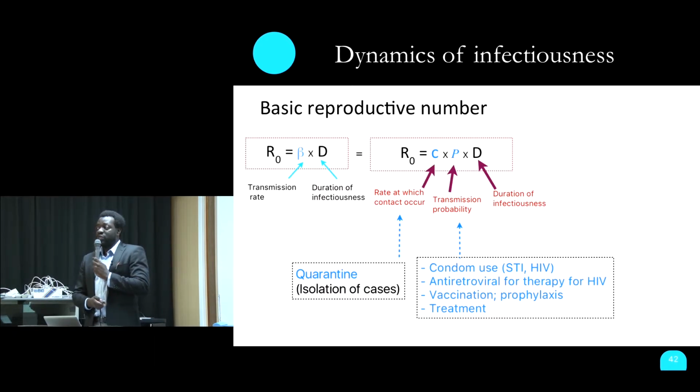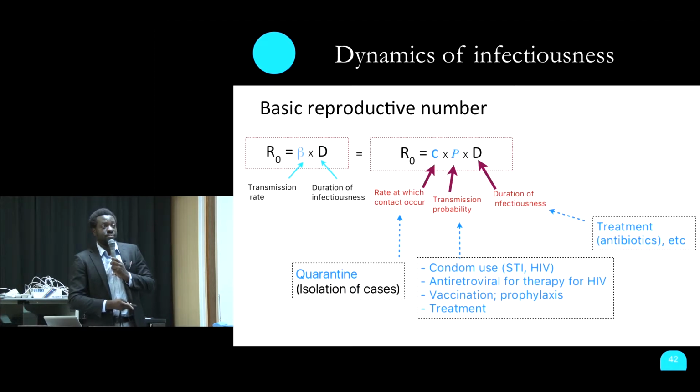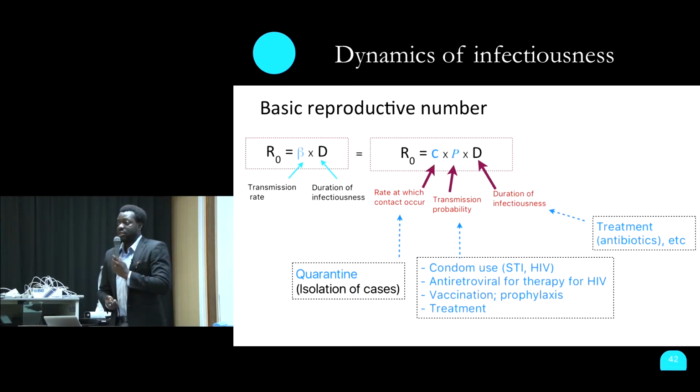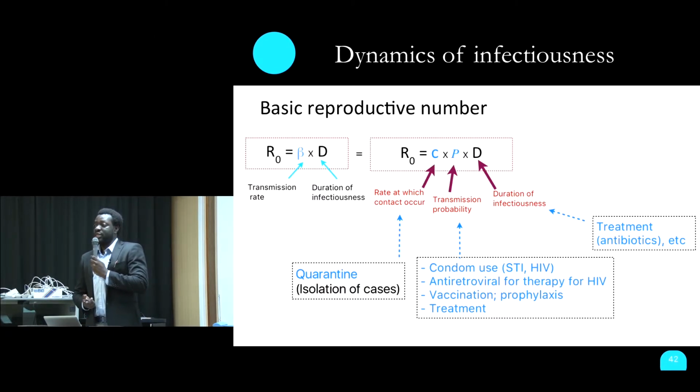Vaccination, any kind of prophylaxis we use, or even treatment, we are playing on this factor here. As for the duration of infectiousness, some infectious diseases can be treated by antibiotics. When you treat, you decrease the duration of infectiousness and you stop the transmissibility. So most of the interventions will be playing on one or many of these factors in order to control the infectious disease.